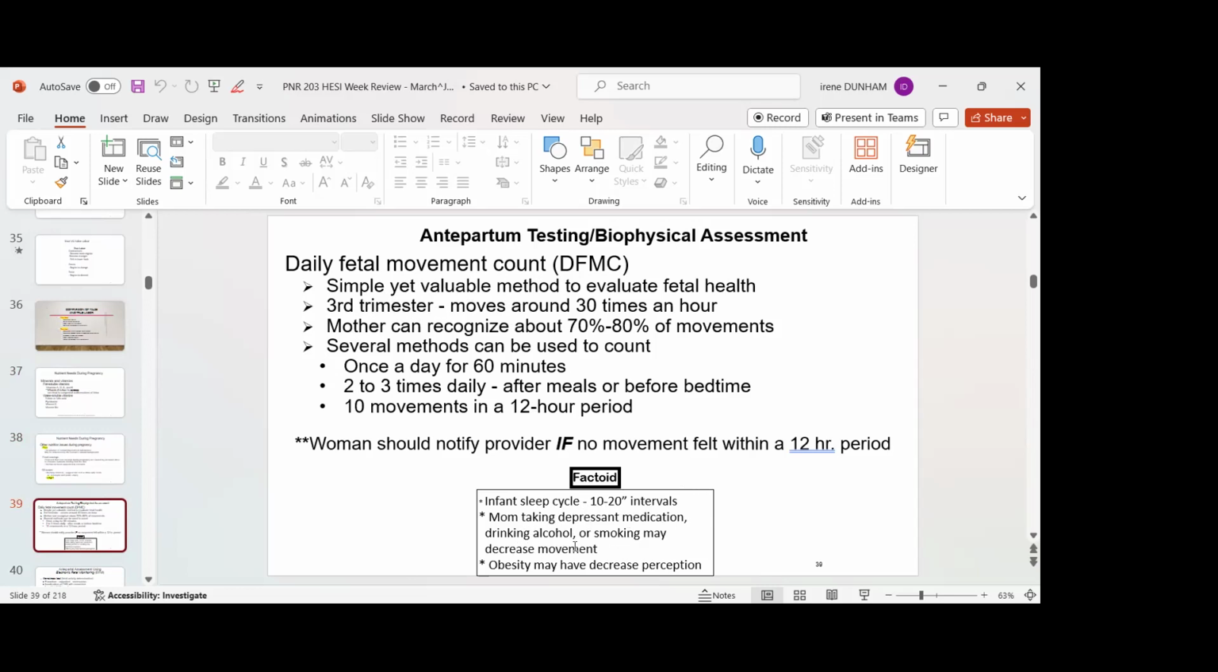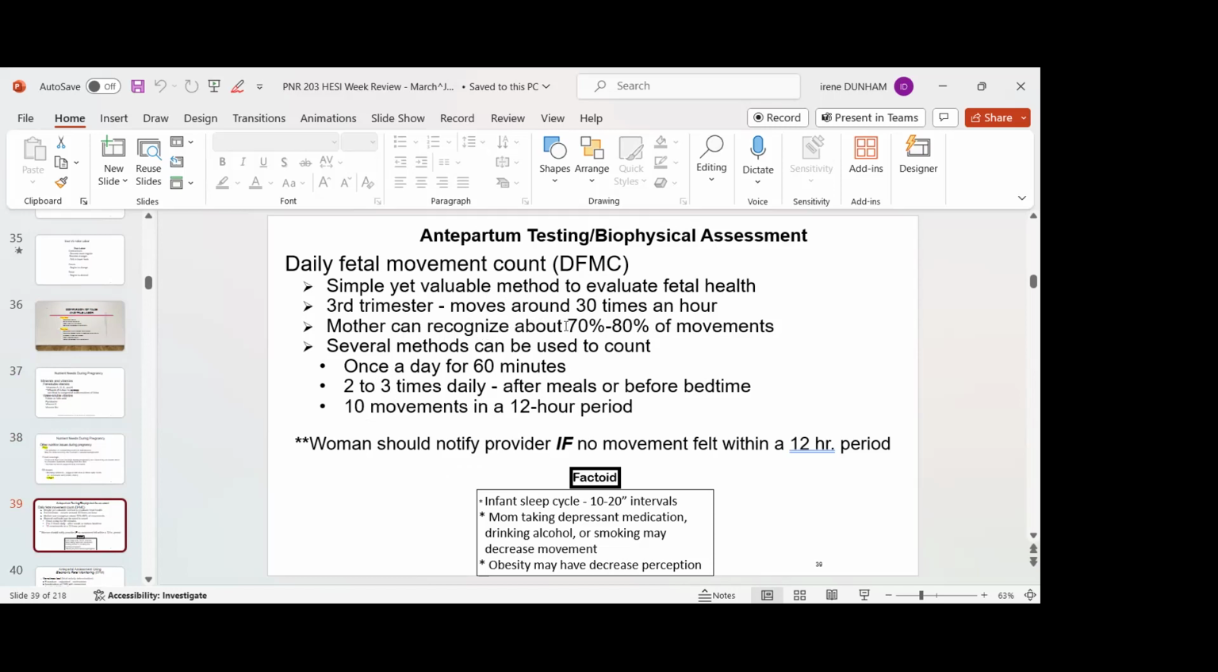Smoking can decrease fetal movement. So we have to ask mom what she's doing, because babies should be moving about 10 movements in a 12-hour period. If no movements are felt within a 12-hour period, we have to make sure they come in. I always tell my patients, if you know your baby's sleep cycle and you know when that baby is waking and it's not moving, yes, you come in.